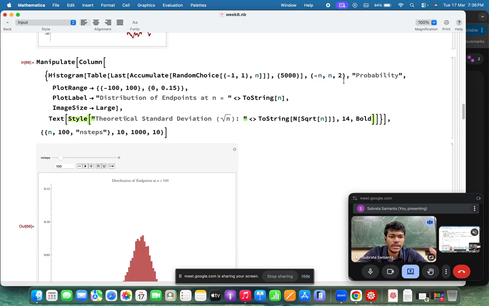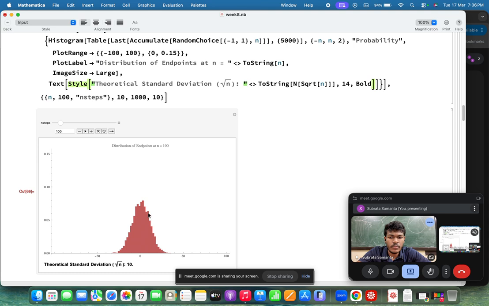In each bin, how many numbers are there among these 5000? You see most of the values are around 0. This is your average, and the deviations at the half maximum are basically your standard deviations.